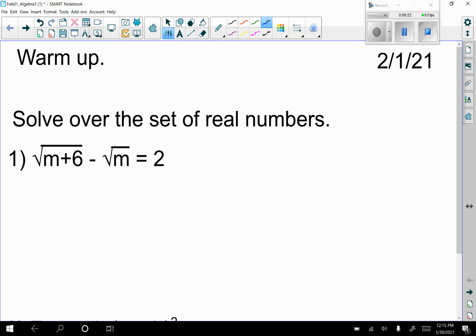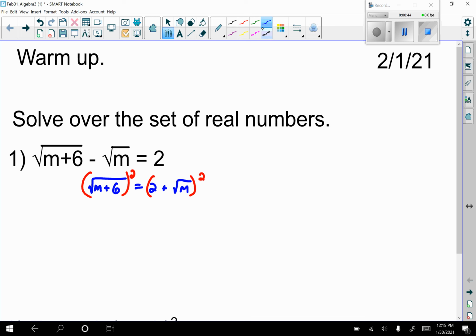Okay, so if you need more time, just pause the video again. But in this case, what we want to do is isolate the radical that has more stuff underneath it. So I'm going to add radical m to both sides. So we're going to get radical m plus 6 is going to equal 2 plus radical m. Now when we go to square both sides, I don't just square the 2 and square the radical m. I have to square the whole quantity.